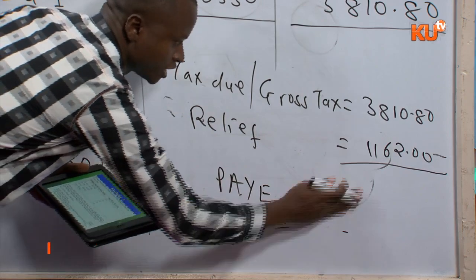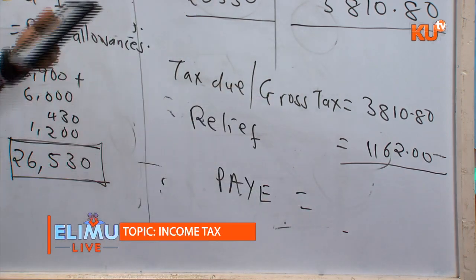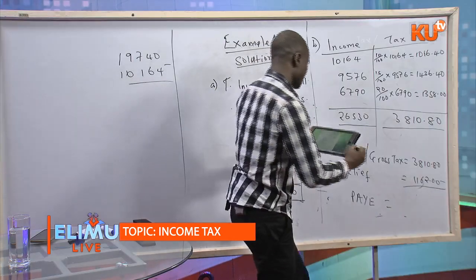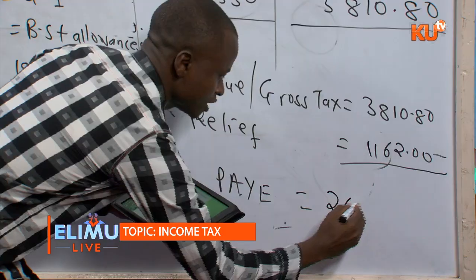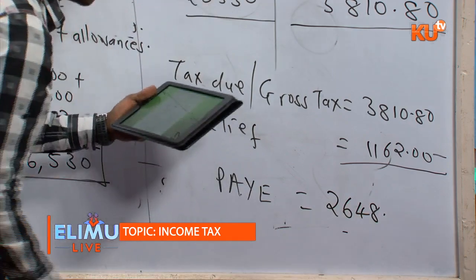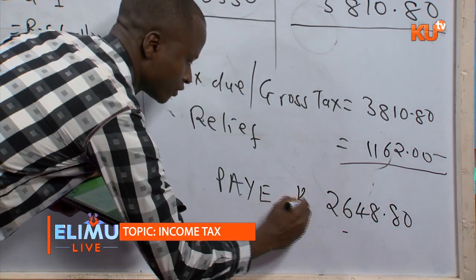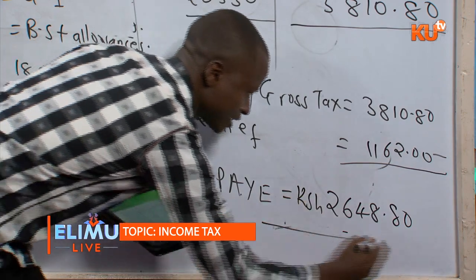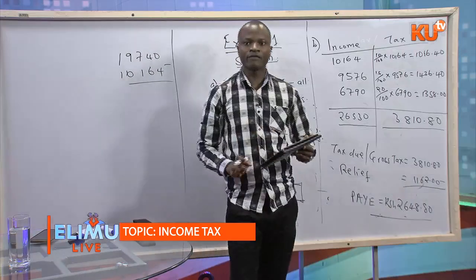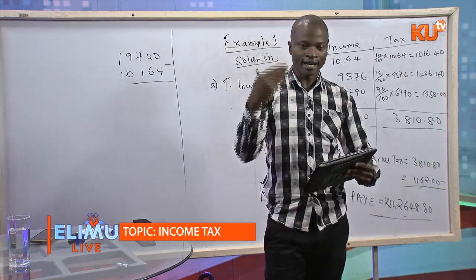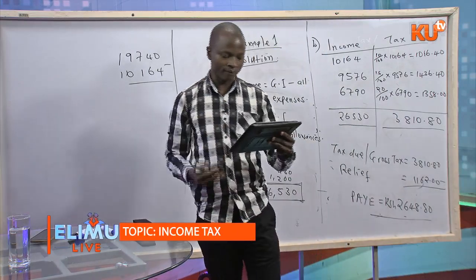Then the difference between these two gives you what we are calling payee or net tax. So you take the gross tax minus the relief, and that is supposed to give us about 2648.80, and the answer is in Kenyan shillings. That is the tax that he is supposed to pay that month. That is the amount that will be deducted from his salary as tax or as payee.